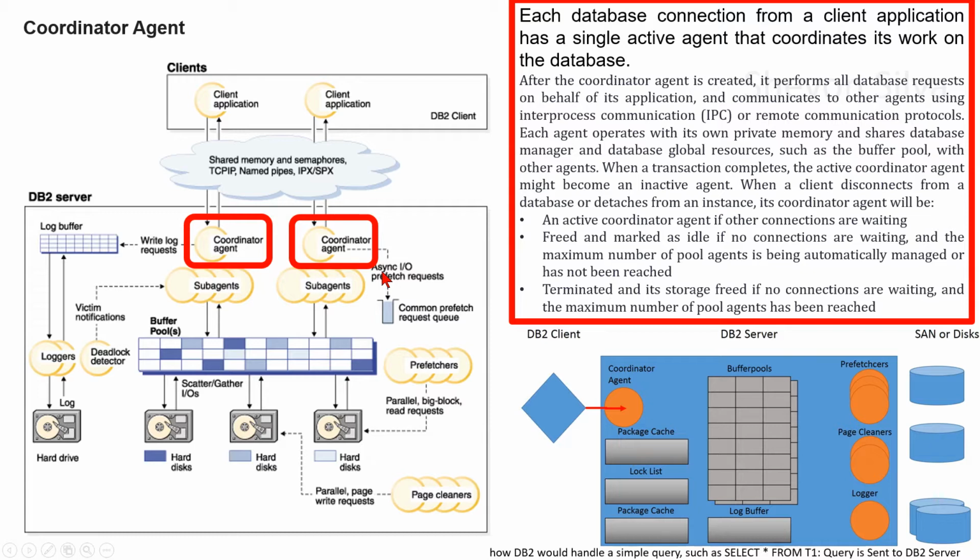When a transaction completes, the active coordinator agent might become an inactive agent. When a client disconnects from a database or detaches from an instance, its coordinator agent will be an active coordinator agent if other connections are waiting, freed and marked as idle if no connections are waiting and the maximum number of pool agents is being automatically managed or has not been reached, terminated and its storage freed if no connections are waiting and the maximum number of pool agents has been reached.